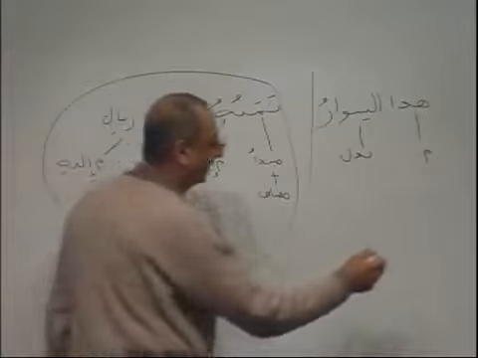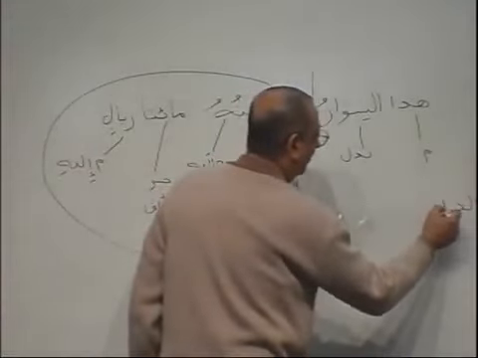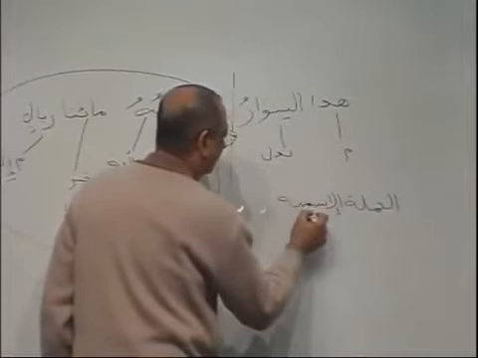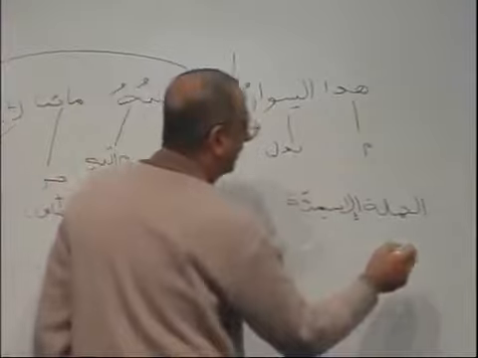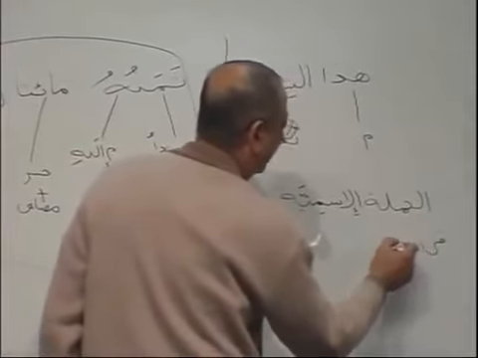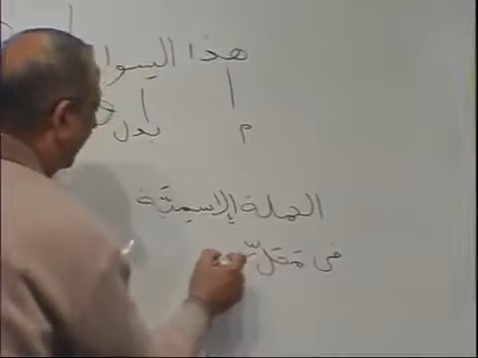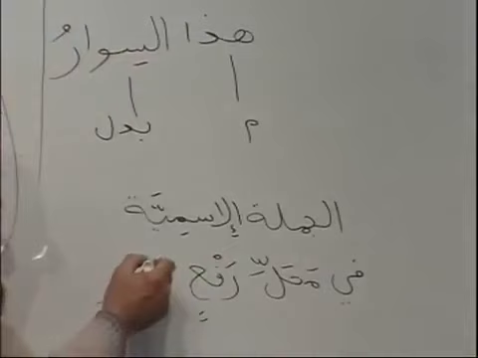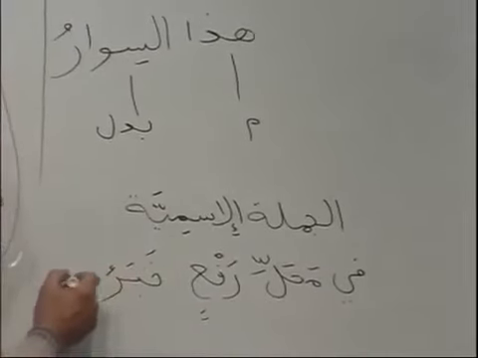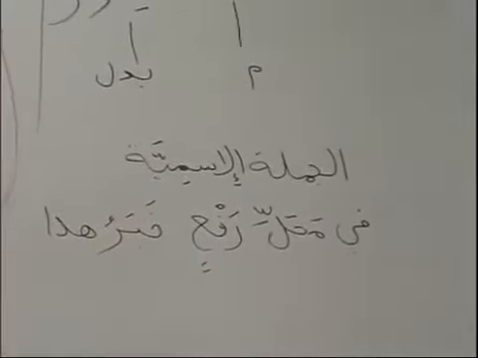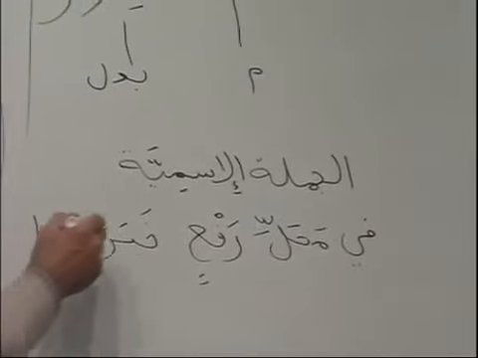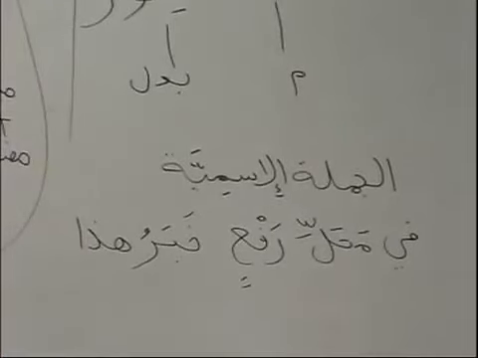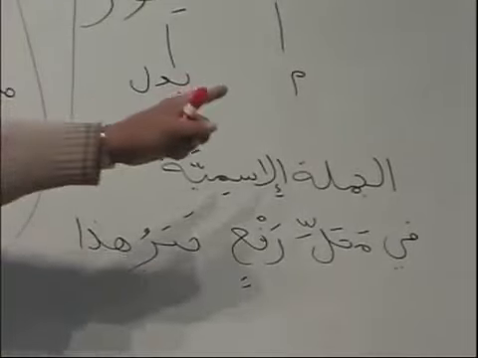Then I will write down, brother. Al-jumlatul ismiyatu fi mahalli raf'in, khabaru haza. Are you with me, brothers and sisters? Sister Nasin, did you get it, sister? This whole sentence is now khabar for our mubtada.